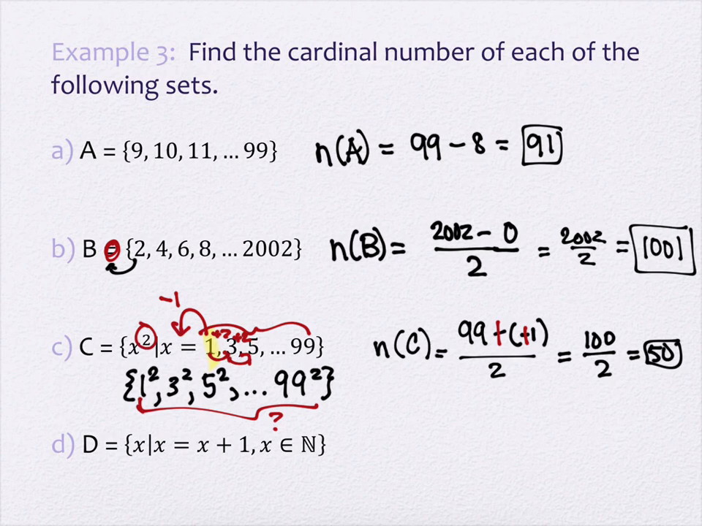Set D. This says, I want the set of all x that satisfies this equation. x is equal to x plus 1. All the solutions of the equation x is equal to x plus 1. Well, what values do you know that satisfy this equation?